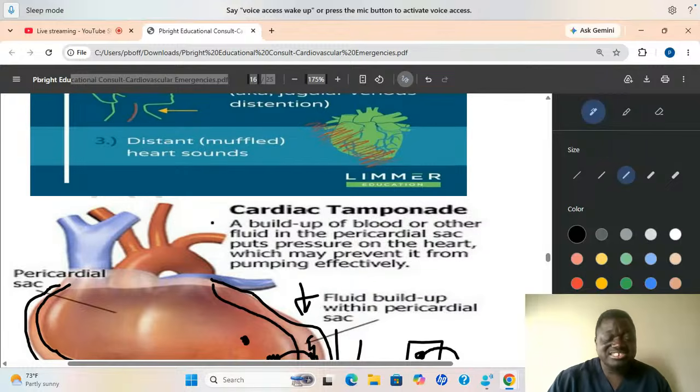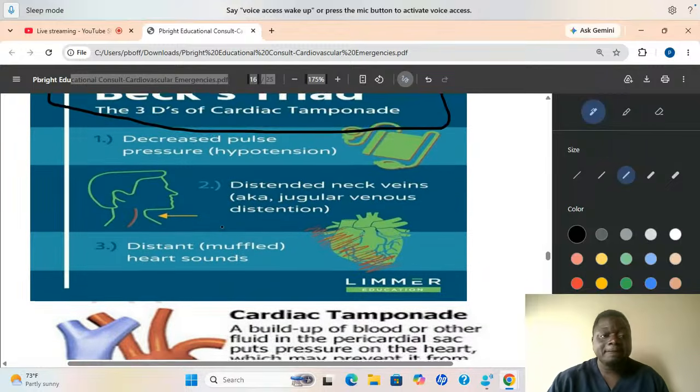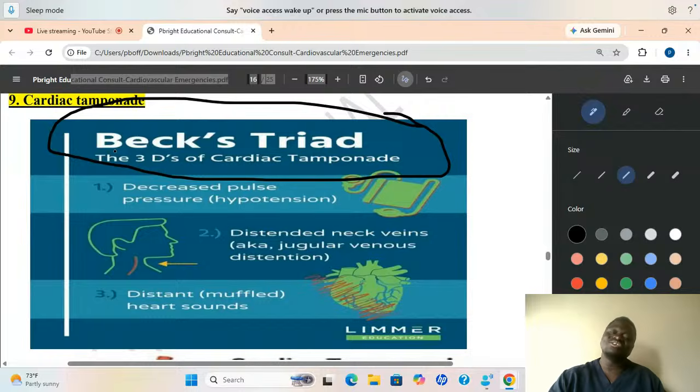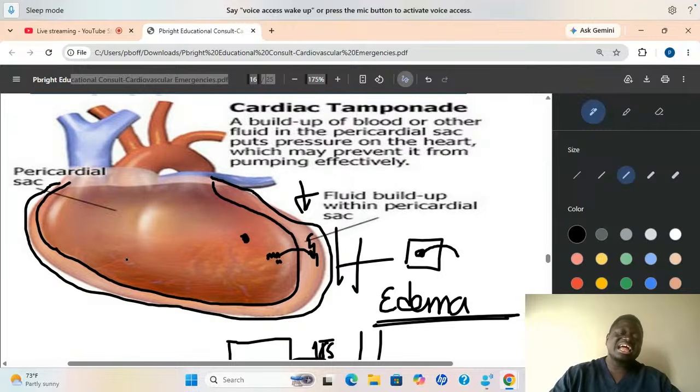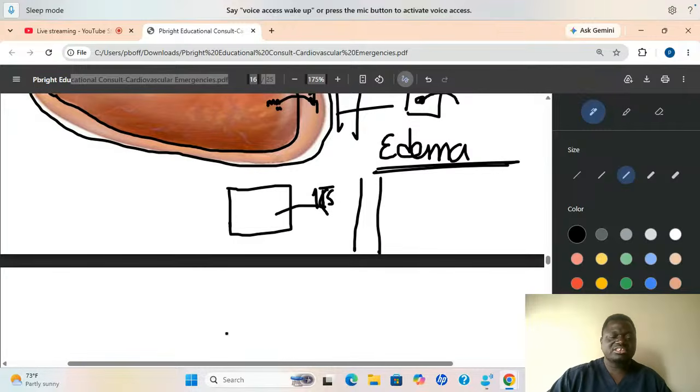Those signs and symptoms, we call it what? The Beck's triad. I don't know who invented this, that they named after a Beck. Okay. Yes. So we have what? The distended neck veins. Why distended? The heart cannot expand. The heart cannot expand.